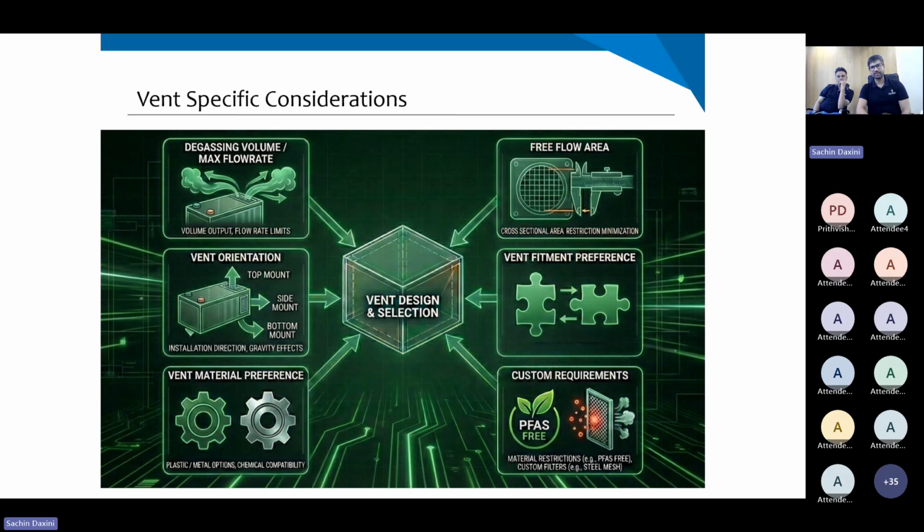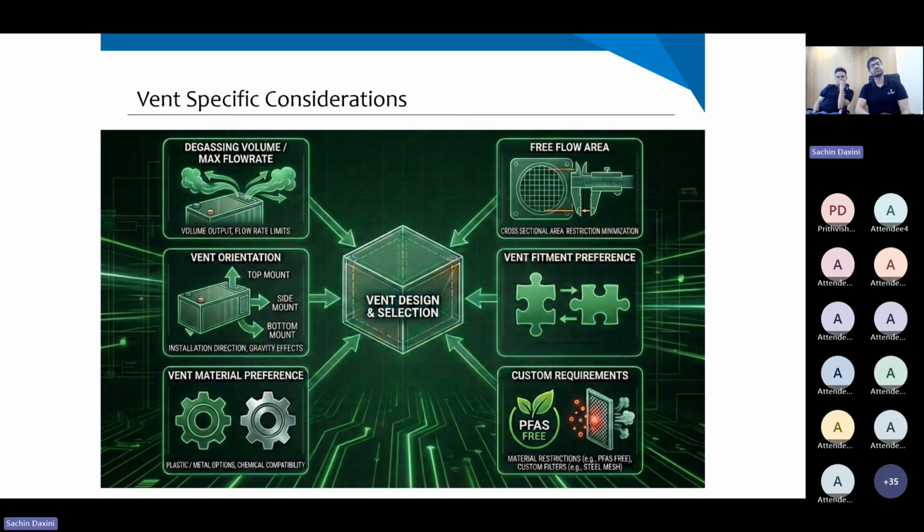And of course, the last part of vent specific considerations are any custom requirements. So some examples are regulatory pressures. If you have a regulatory requirement of having a PFAS free material, then we have to select membranes and materials accordingly. We have also worked with customers where they would like a certain amount of recycled content in the vent. So that is something which we need to consider.